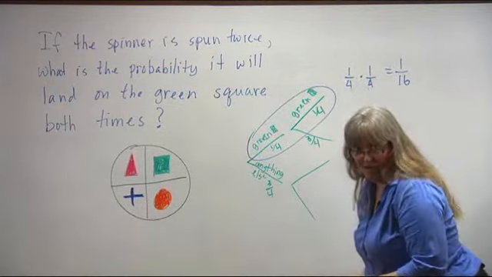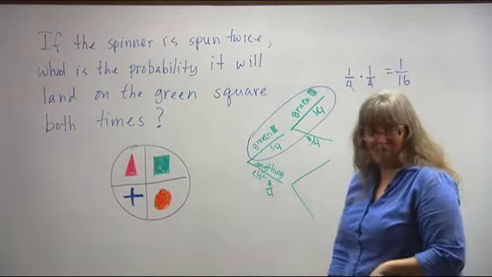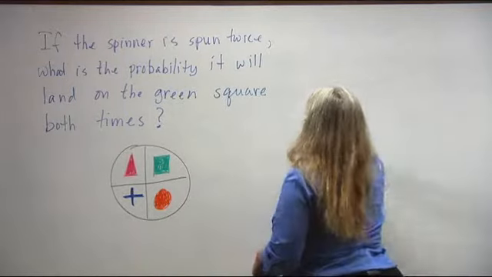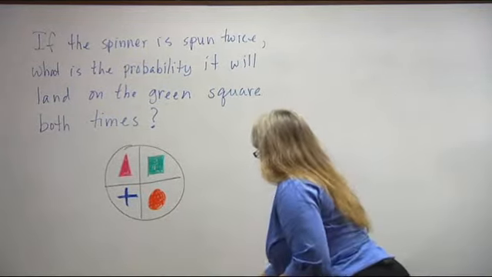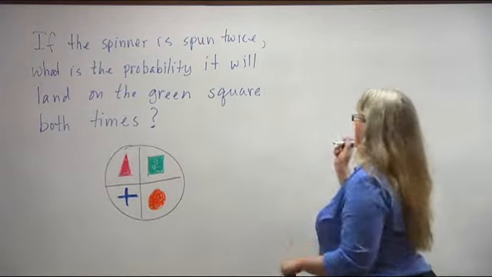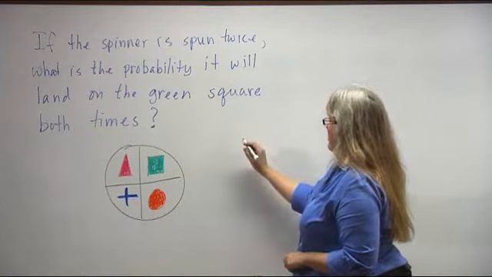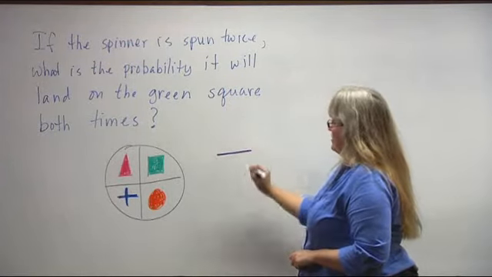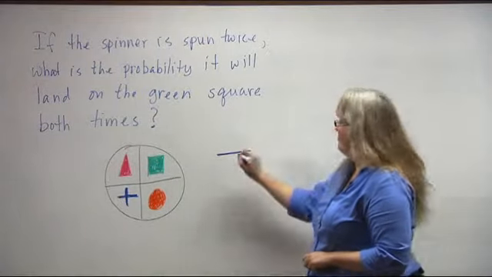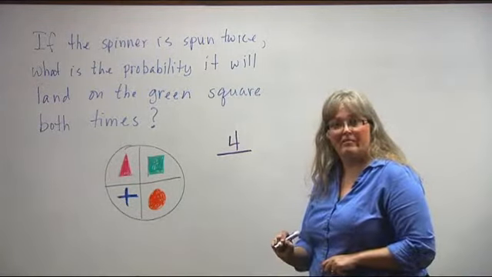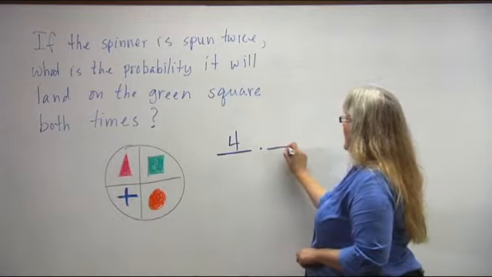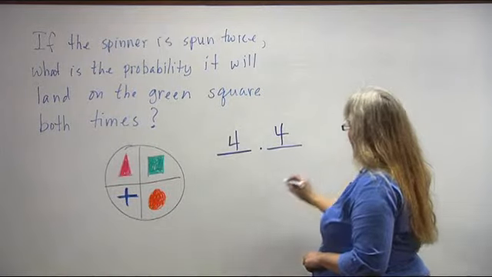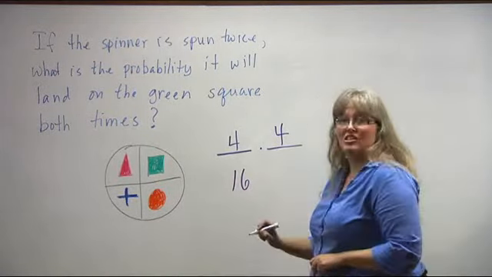Now, there's another way of looking at this, and that is listing all of the possible outcomes. Let's look at it this way. The total possible outcomes: for the first spin, there are 4 equally likely possibilities. On the second spin, there are also 4 equally likely possibilities. So there are a total of 16 possibilities in 2 spins.